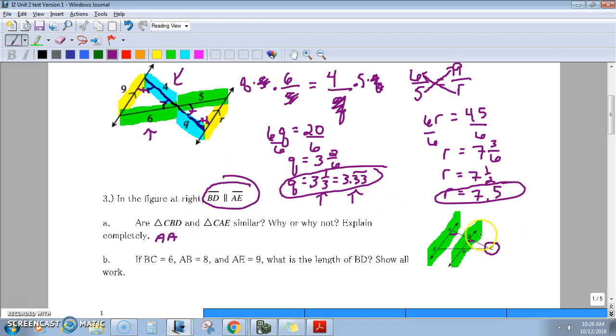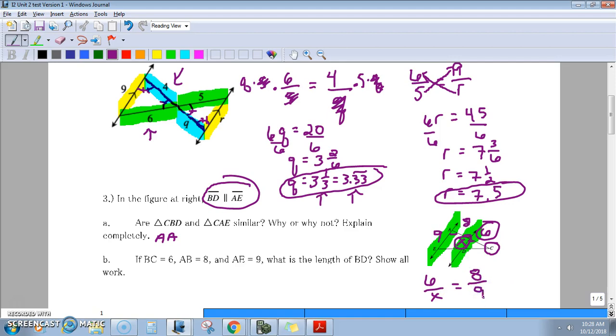And then it says if BC is 6, if AB is 8, and AE is 9, what is BD? That's my X right here, right? So we have some proportions we can set up. Now, here is the mistake that the test thinks you are going to make. They think you are going to say 6 over X is equal to 8 over 9.